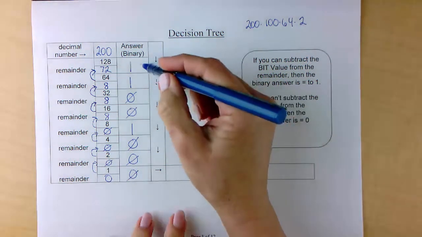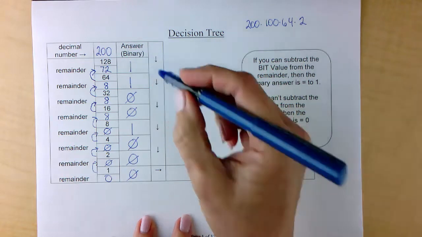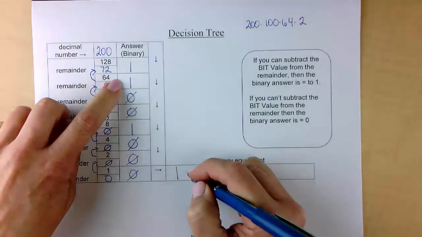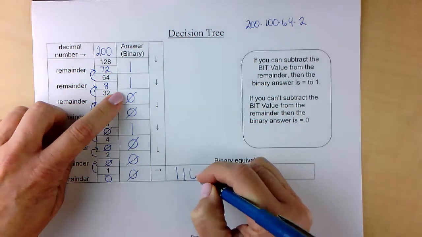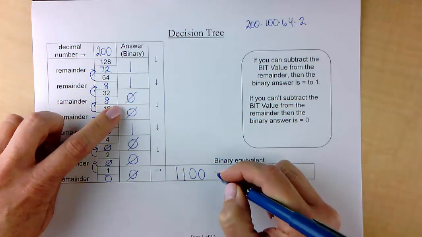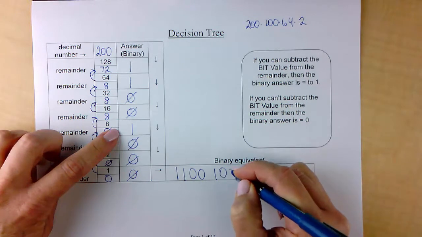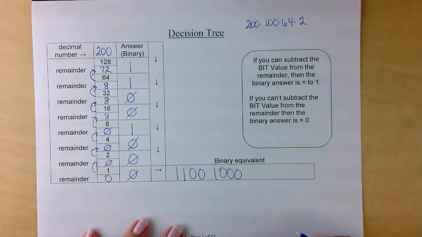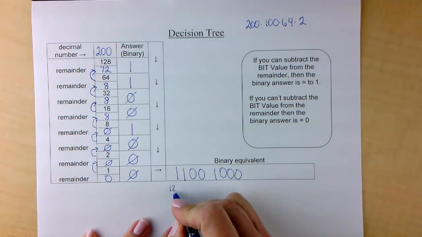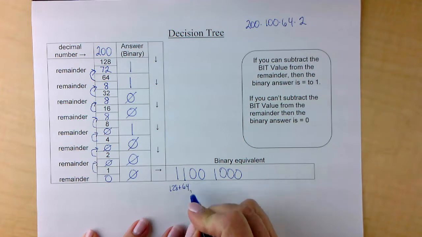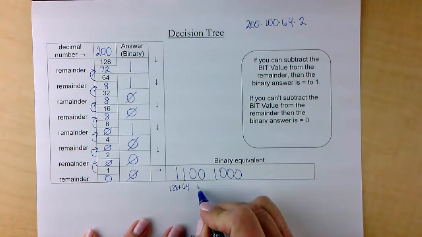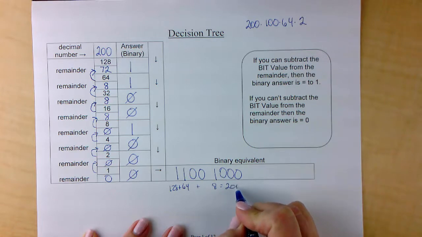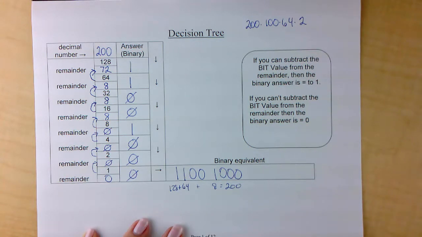Now I've ended up with my binary value: 1, 1, 0, 0, 1, 0, 0, 0. So if I figure and go backwards, I have 128 plus 64 is 192 plus 8 equals 200. So my binary equivalent for the number 200 is 1100 1000.